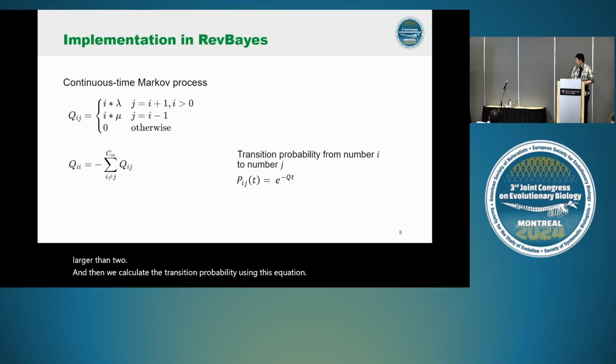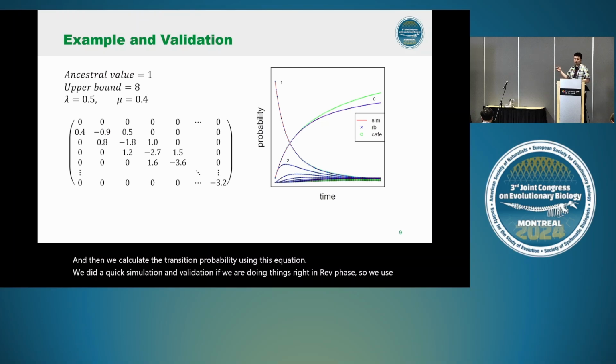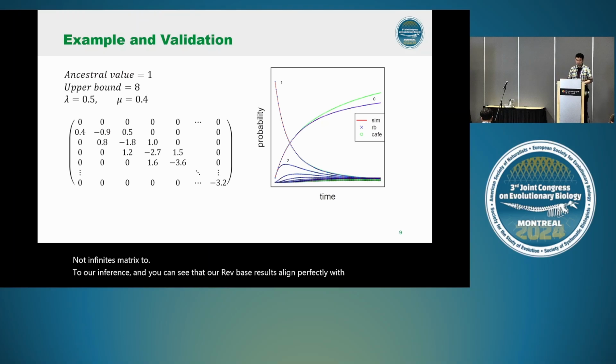We did a quick simulation and validation to check if we are doing things right in RevBayes. So we use the same setting, but set the ancestral value to 1, and we set an upper bound of 8, which means you can only reach as many as 8 copies in the gene family. This is because we need a finite matrix to do our inference. And you can see that our RevBayes results align perfectly with the theoretical probability.